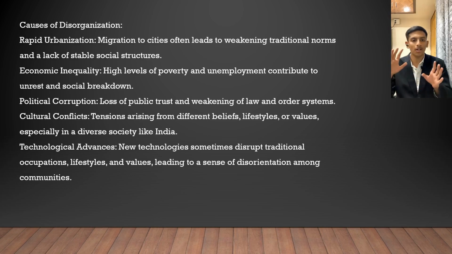Next point, corruption. We all talk about corruption, loss of public trust and weakening of the law and order system. We take recent examples of what is happening in our society, all of those cases because of political corruption. Next, cultural conflicts. Certain practices of one culture violate the practices of another culture, then there is a back and forth clash between them, and no remedies are provided for the same; if one culture fights with another culture and there is no remedy, it causes social disorganization.